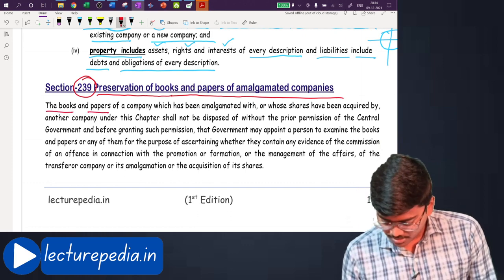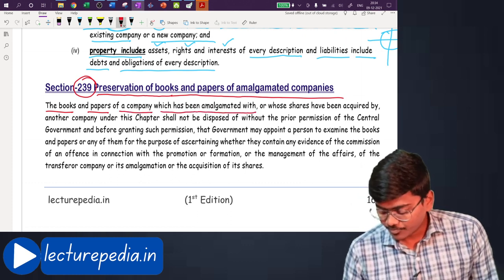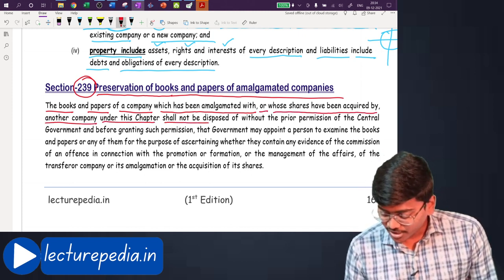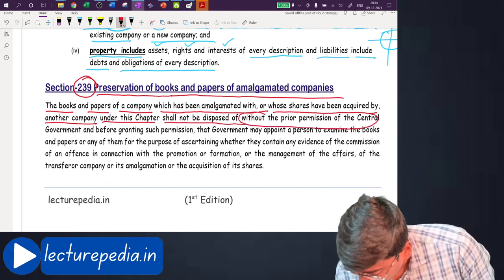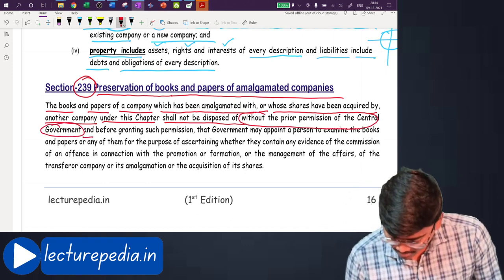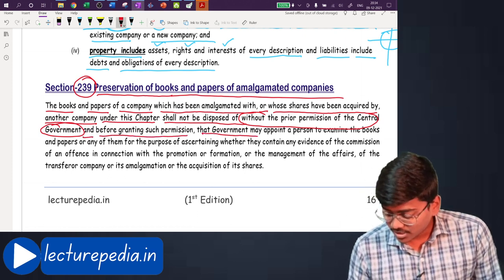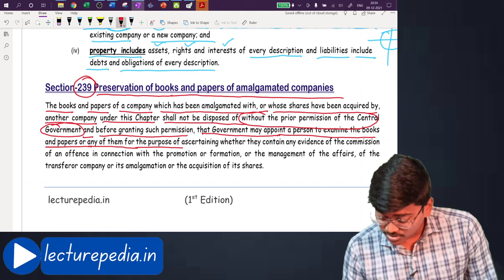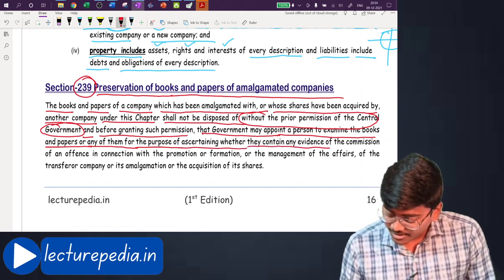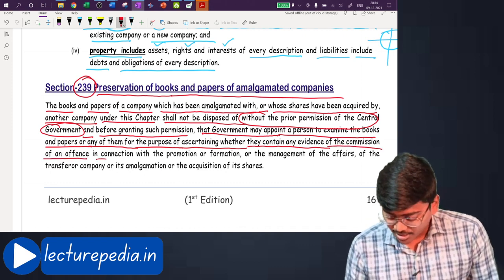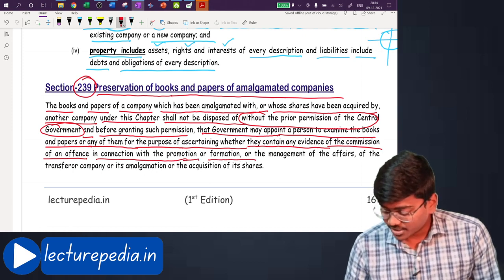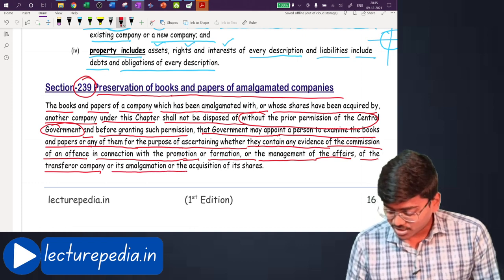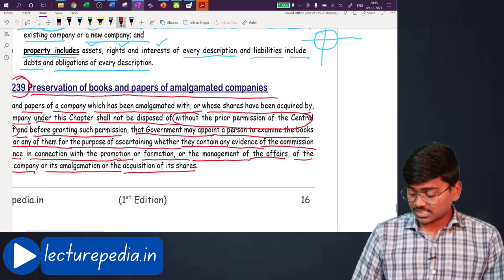The books and papers of a company which has been amalgamated with, or whose shares have been acquired by another company under this chapter, shall not be disposed of without the prior permission of the central government, and before granting such permission, that government may appoint a person to examine the books and papers or any of them for the purpose of ascertaining whether they contain any evidence of the commission of an offence in connection with the promotion or formation or management of the affairs of the transferor company or its amalgamation or acquisition of its shares. See what this section says.